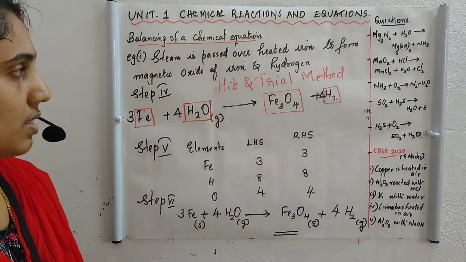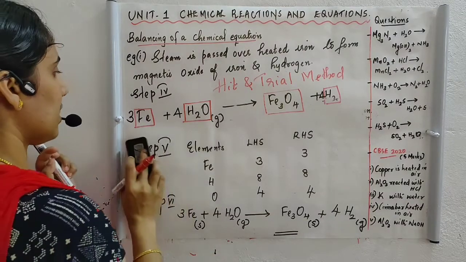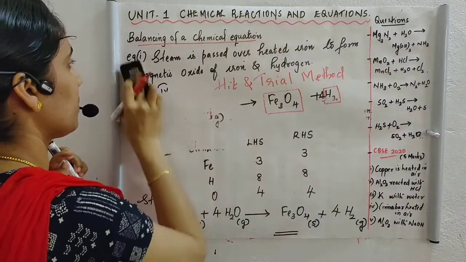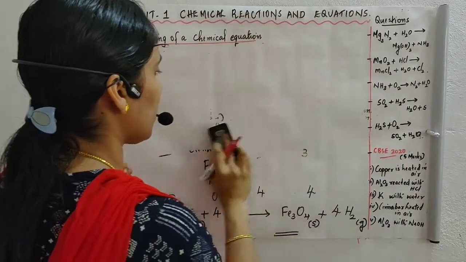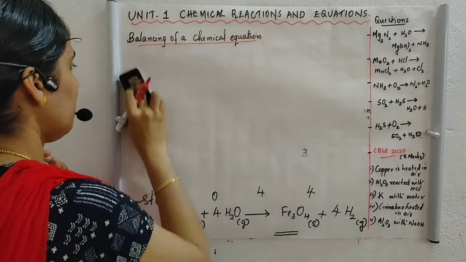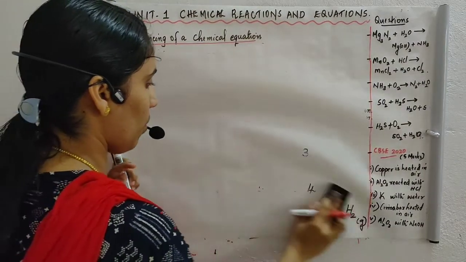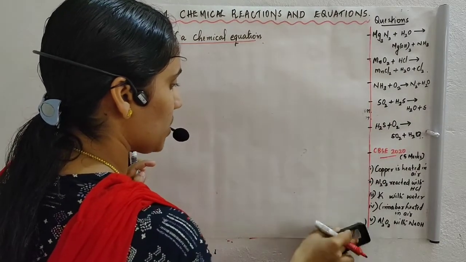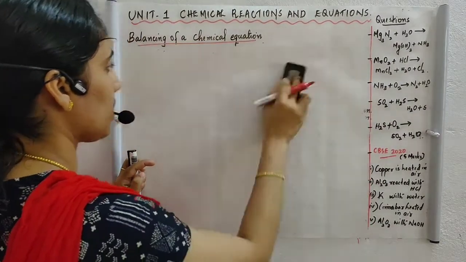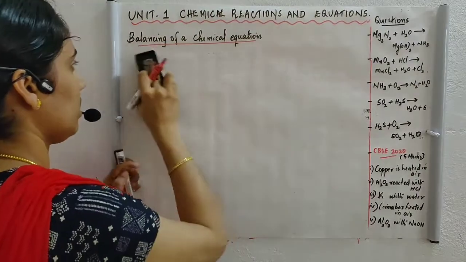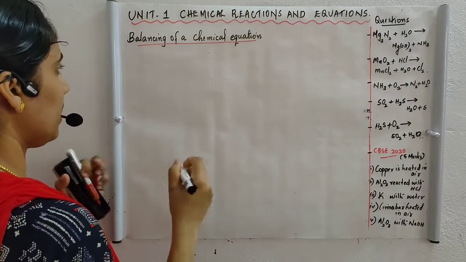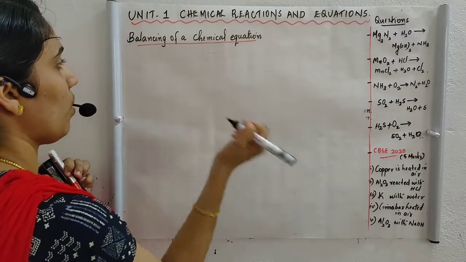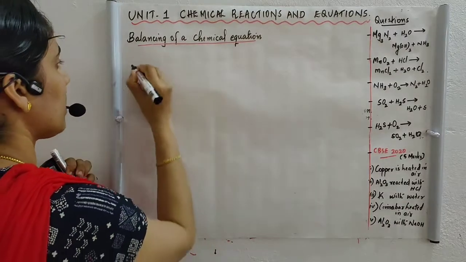So we can consider some more examples for balancing a chemical equation. The second example, the second reaction: methane burns in air, or combustion of methane, to form carbon dioxide and water. So the reaction is this one. Methane burns to form carbon dioxide and water.